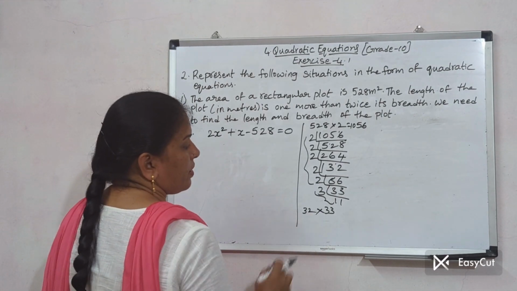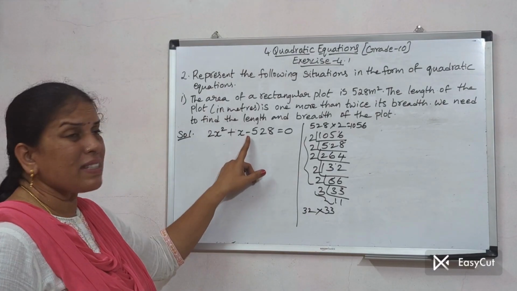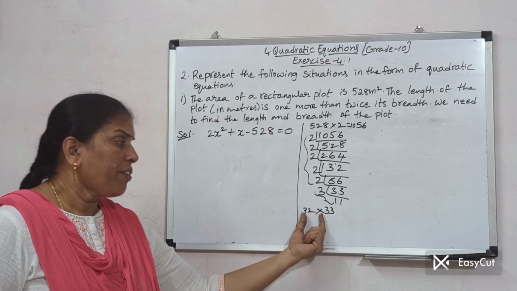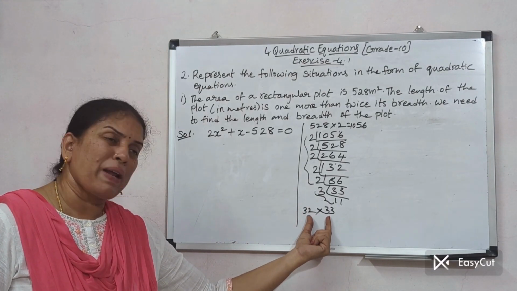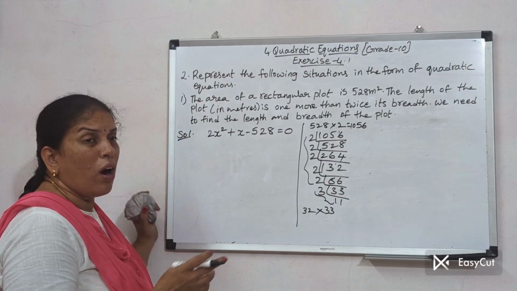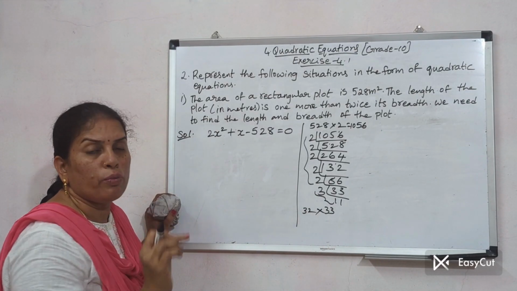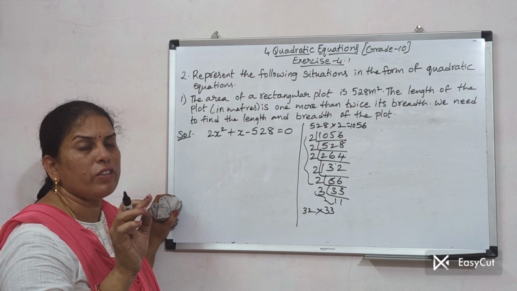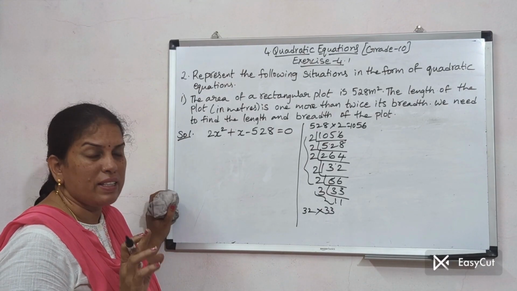So take these two factors. But here minus is there, no? Okay. For what we should do minus? We are subtracting here. 32 and 33, 33 minus 32 is 1. For what number should we keep minus, and what number should we keep plus? I will explain very easily.